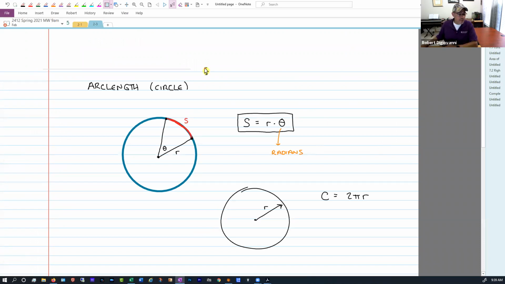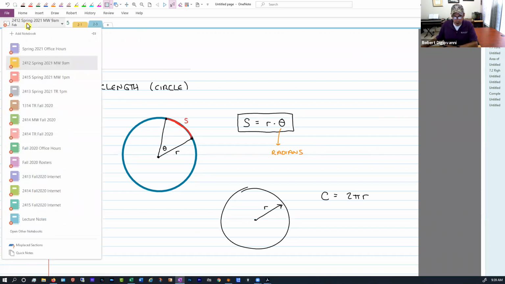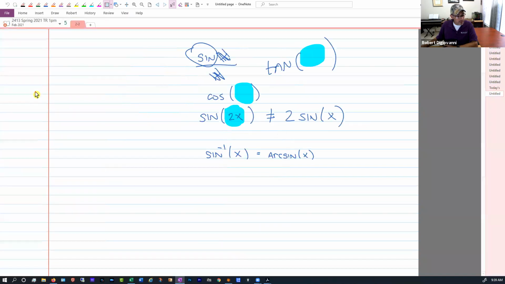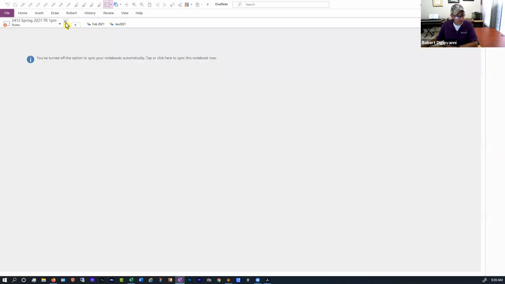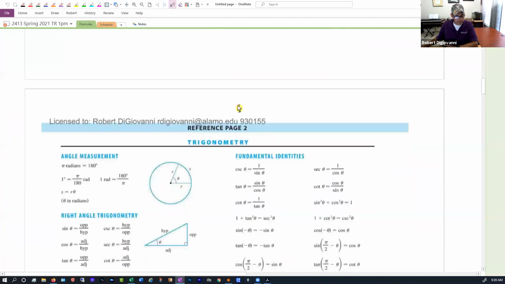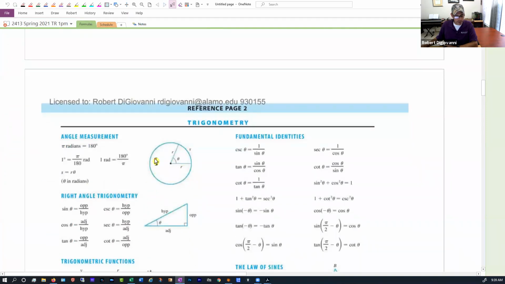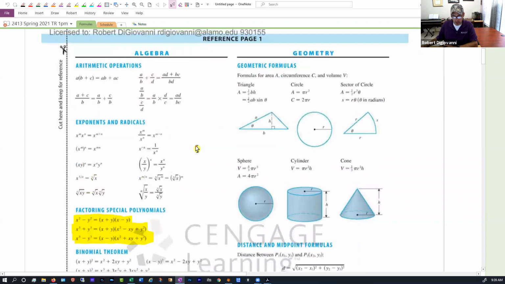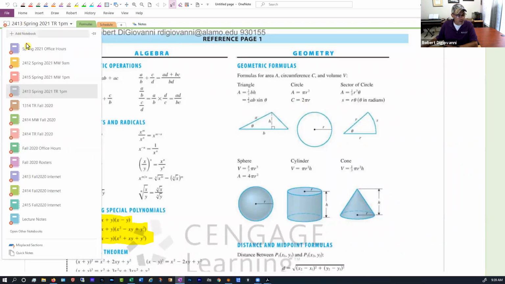So in that formula sheet, when you get it, here's what it'll have in it. It even has this formula right there, but you go up to a circle, circumference is 2 pi r. Okay, circumference is 2 pi r.